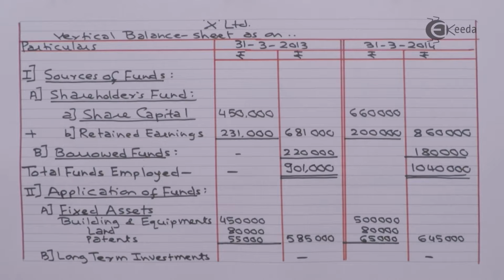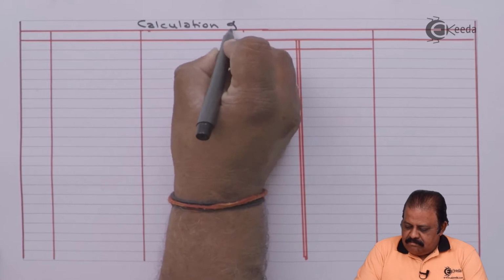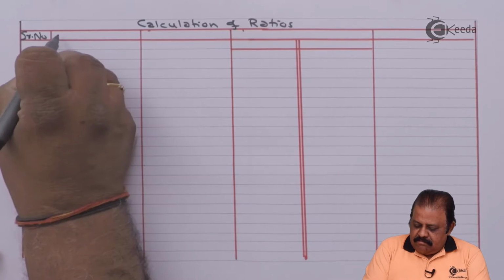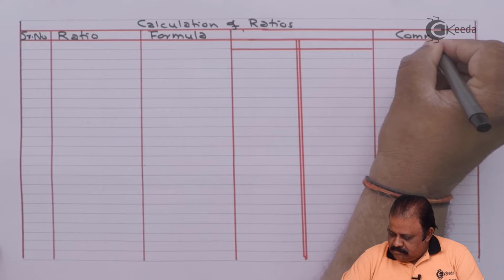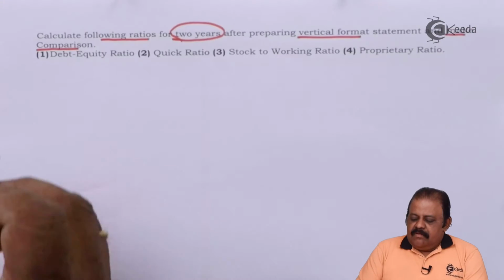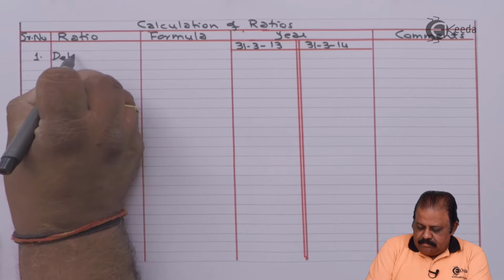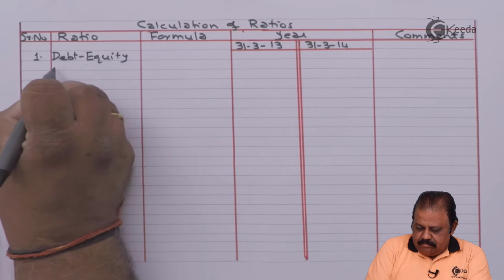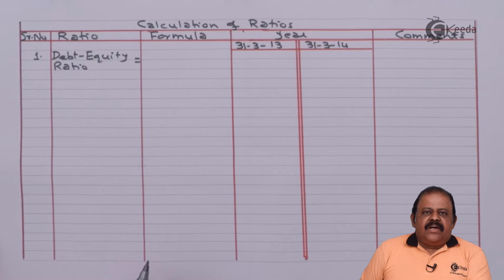Let us proceed to calculate the relevant ratios. First we have the debt equity ratio. Formula is borrowed fund divided by proprietor's fund.